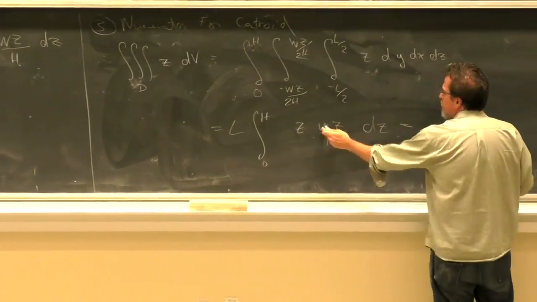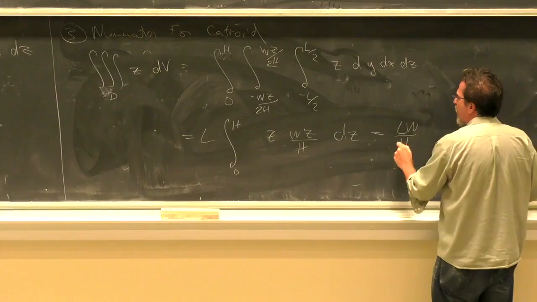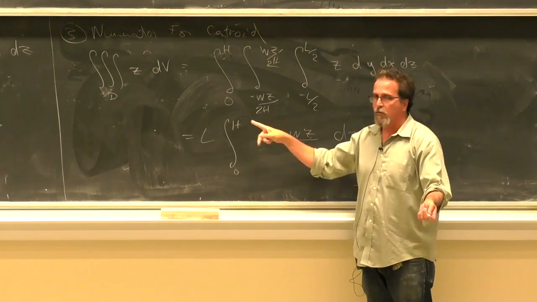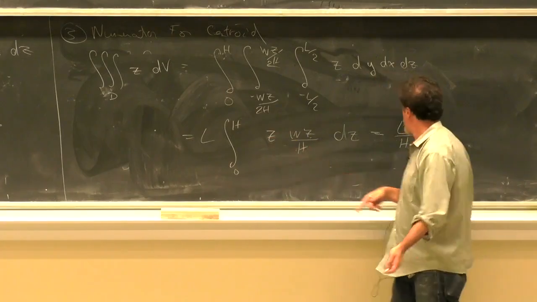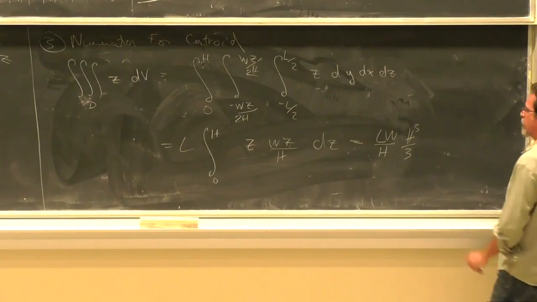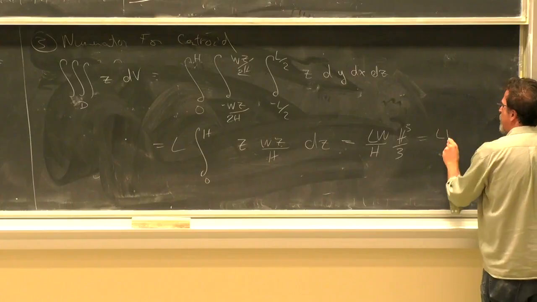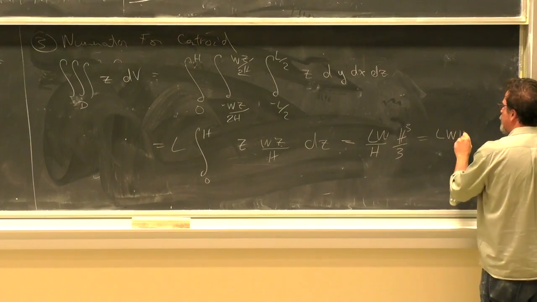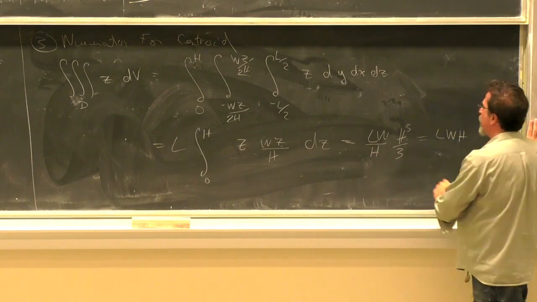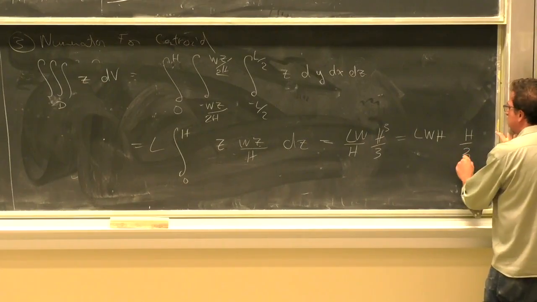The integral, this is a w, which is the width. This is an h, which is the height. I've got L times W divided by H. I'm just pulling them out. The integral of z squared is z cubed over 3, which evaluated at the upper bound is h cubed over 3. So this is h cubed over 3, which if you write it out is L times W times H. I got another H. I got a factor of 3.